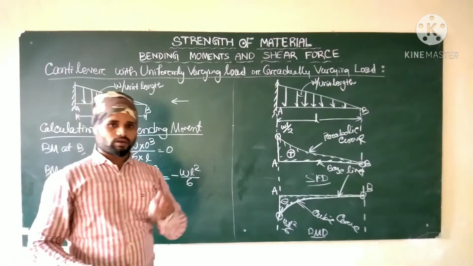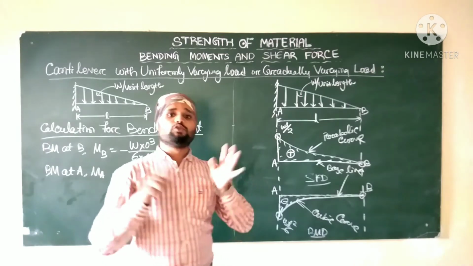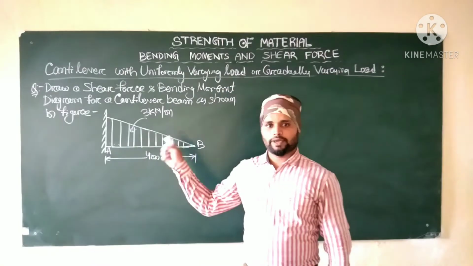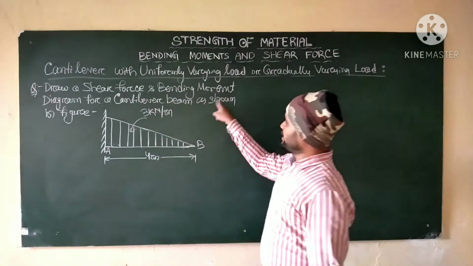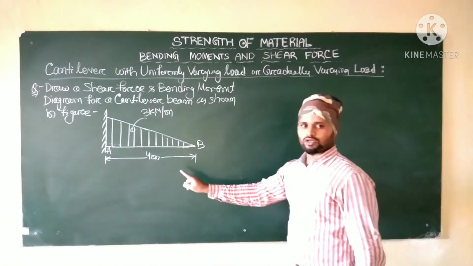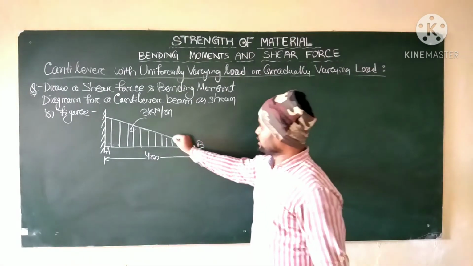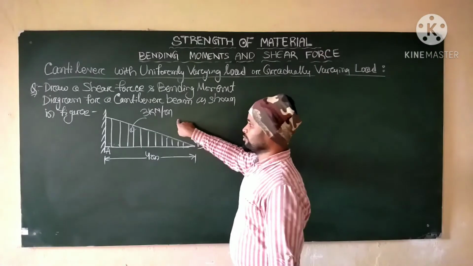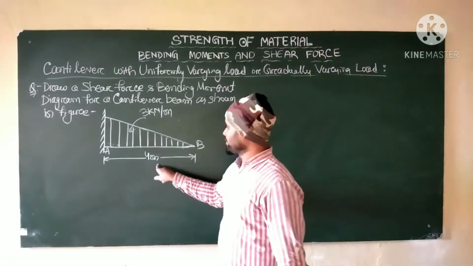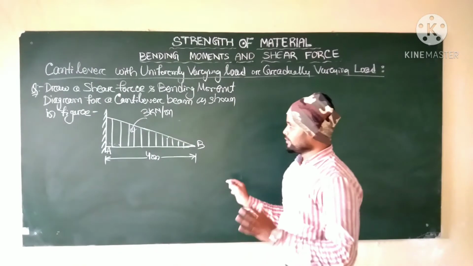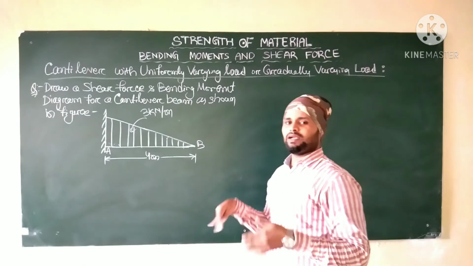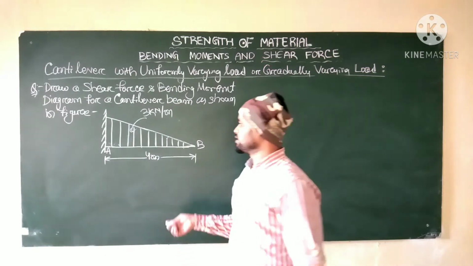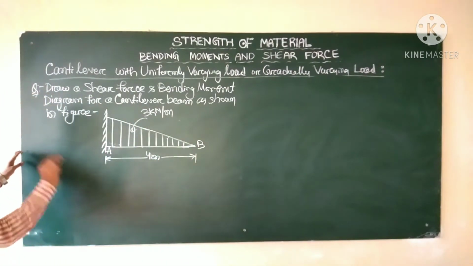Now we will solve some problems regarding cantilever with UVL. Here is the question given. Draw a shear force and bending moment diagram for a cantilever beam as shown in the figure. In the figure, there is a cantilever beam with UVL and the length of the beam is 4 meter. We will calculate the shear force diagram and bending moment diagram for this beam. So for that, first we will calculate the shear force.